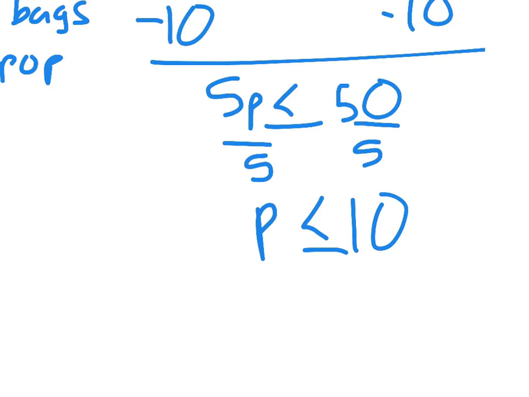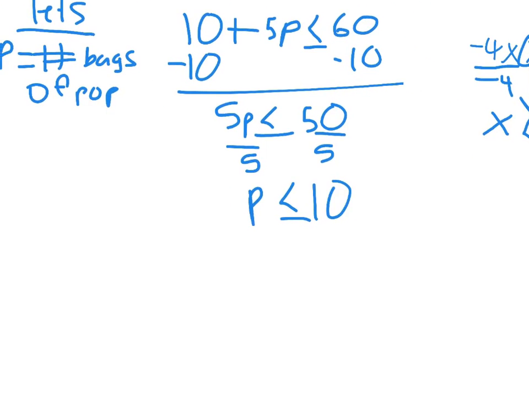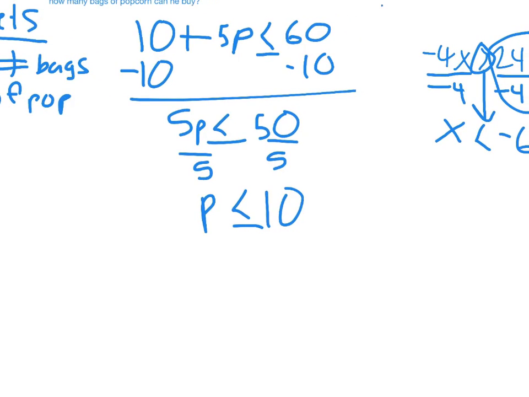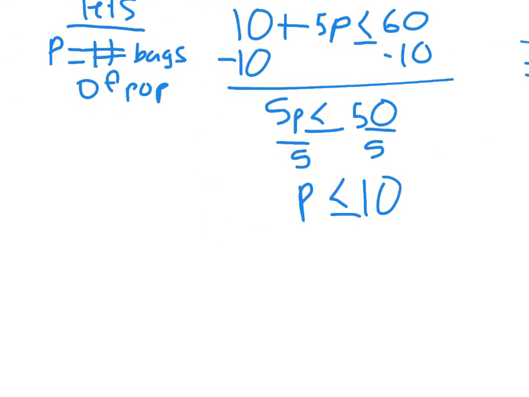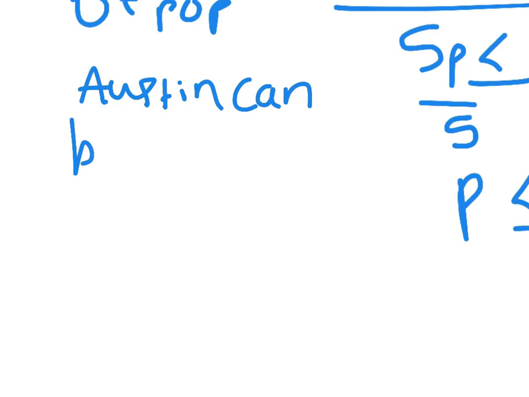Okay. So this means he can buy 10 bags of popcorn without going over $60. So we're not done yet. Since this is a word problem, we need to finish this off with a sentence. We'll just put that down here. So we will say, Austin can buy 10 bags of popcorn.